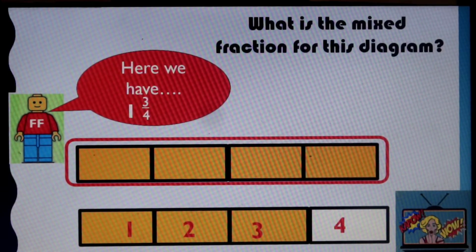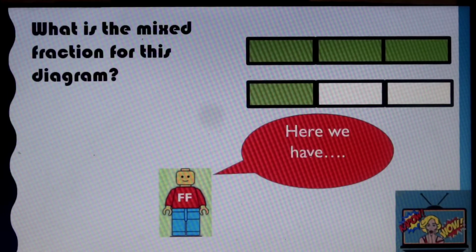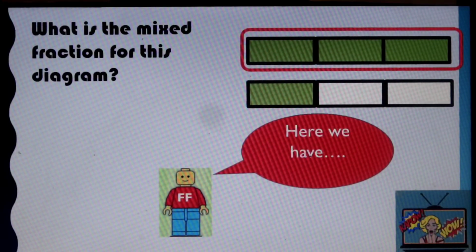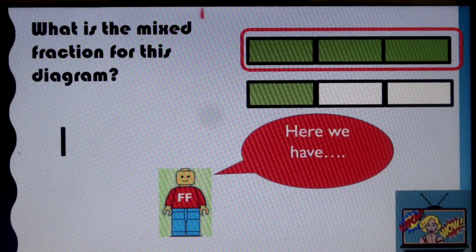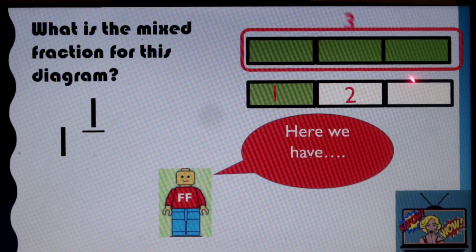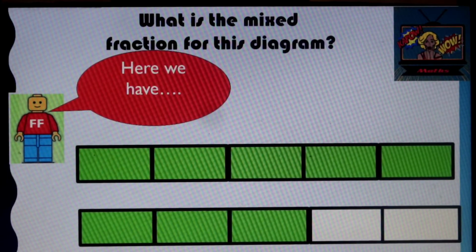Excellent. What you can do between each question, you can pause it and try to answer it before I do, and then see if you get it correct. Let's have a look at the next shape. What is the mixed fraction for this diagram? So here we go. Let's have a look. We have, you've guessed it, 1 whole. Now we've only got 1 here which is shaded in, so we're going to put that in our numerator. And how many do we have altogether? 1, 2, 3. So we have 1 whole and 1/3. Excellent. Let's have a look at the next one.